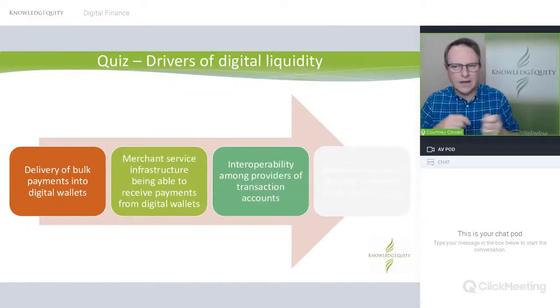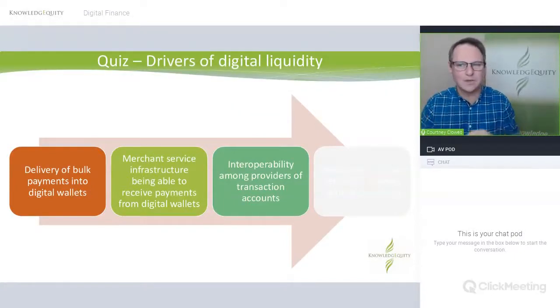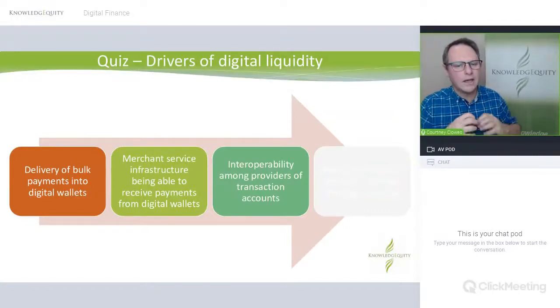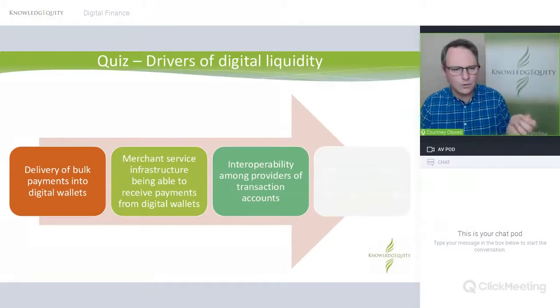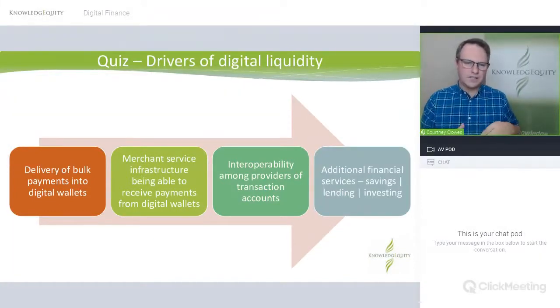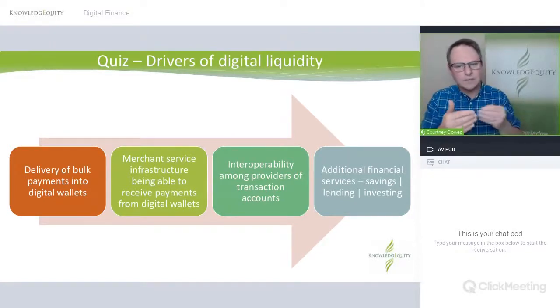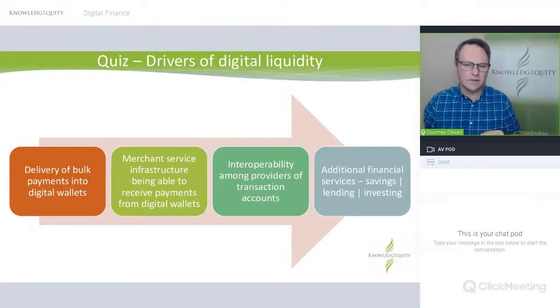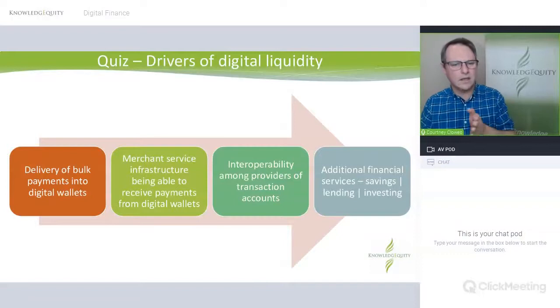So, is it Apple? Is it Google? Is it Android? Who cares? When you go to the supermarket, when you buy online, the more that they interrelate, the easier it'll be to turn your digital wallet money into expenditure. Now, we start off with payments and receiving payments. That's great. That's the starting point. But until we add savings, lending, and investing, we don't really have digital liquidity. So these are the key components.